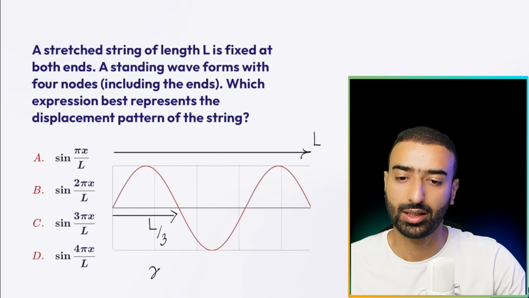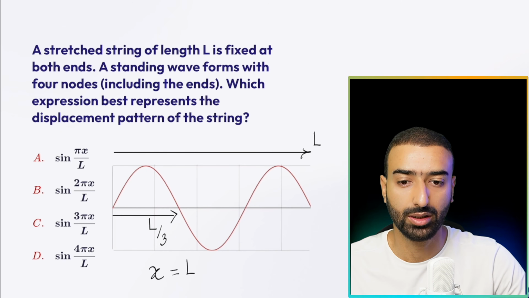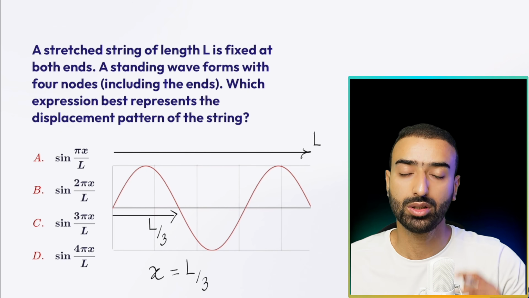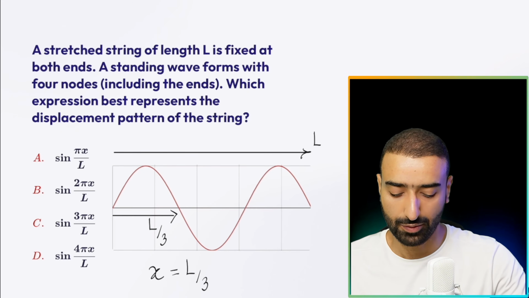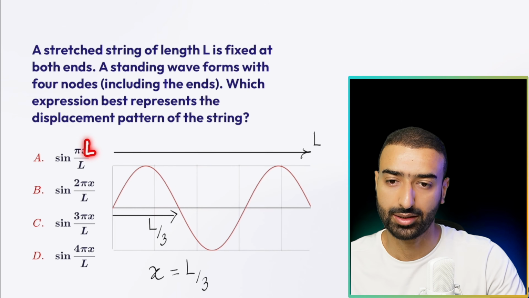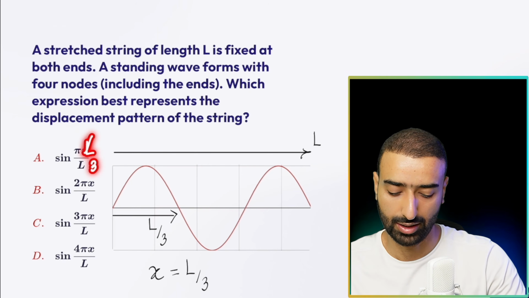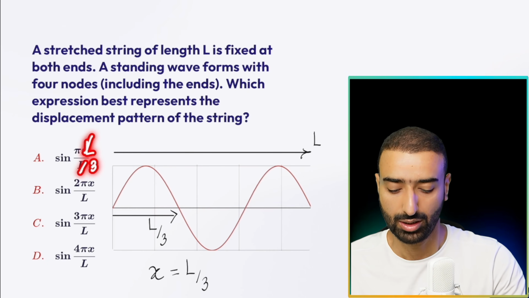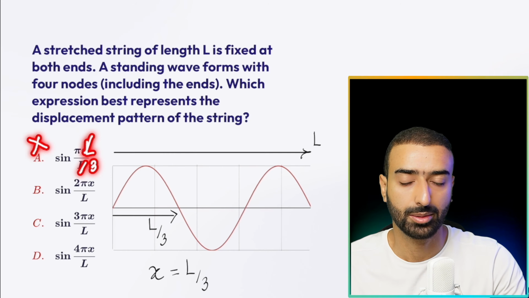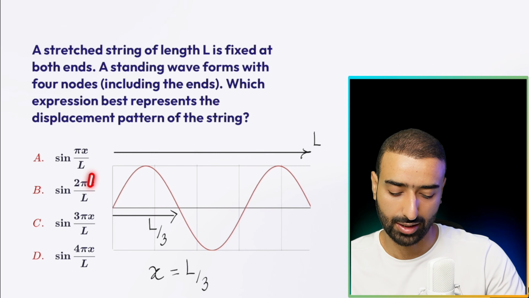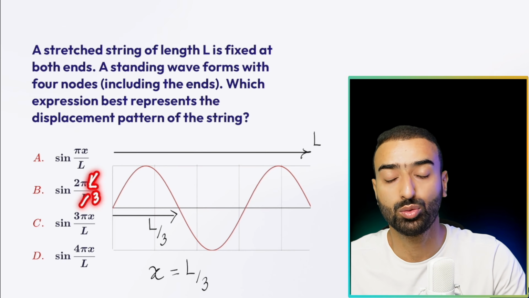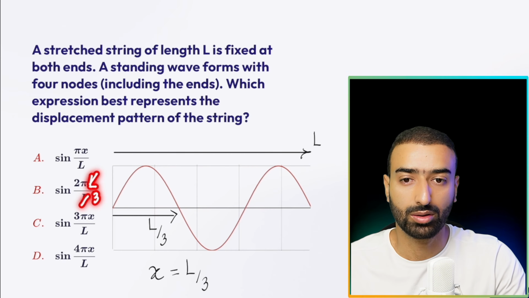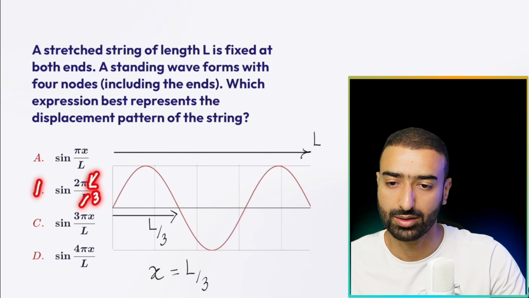That means if I plug in x equal to L over 3, the correct equation should go to 0. If I do it over here, if I plug in x as L over 3, L and L goes, we get sine pi over 3. That's not 0, so option A is incorrect. If I plug in x as L over 3 over here, L and L goes, we get sine 2 pi over 3. That's not 0, so option B is incorrect.